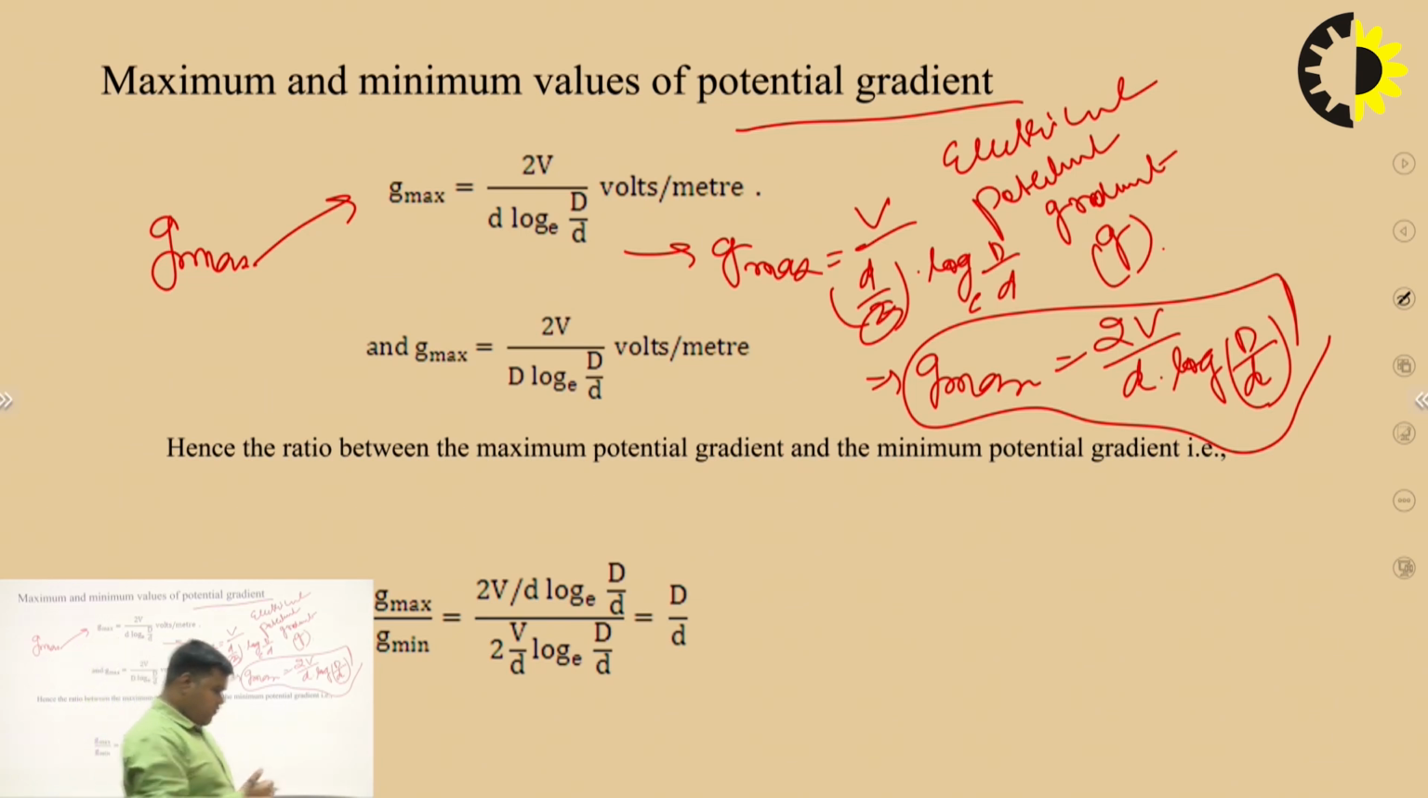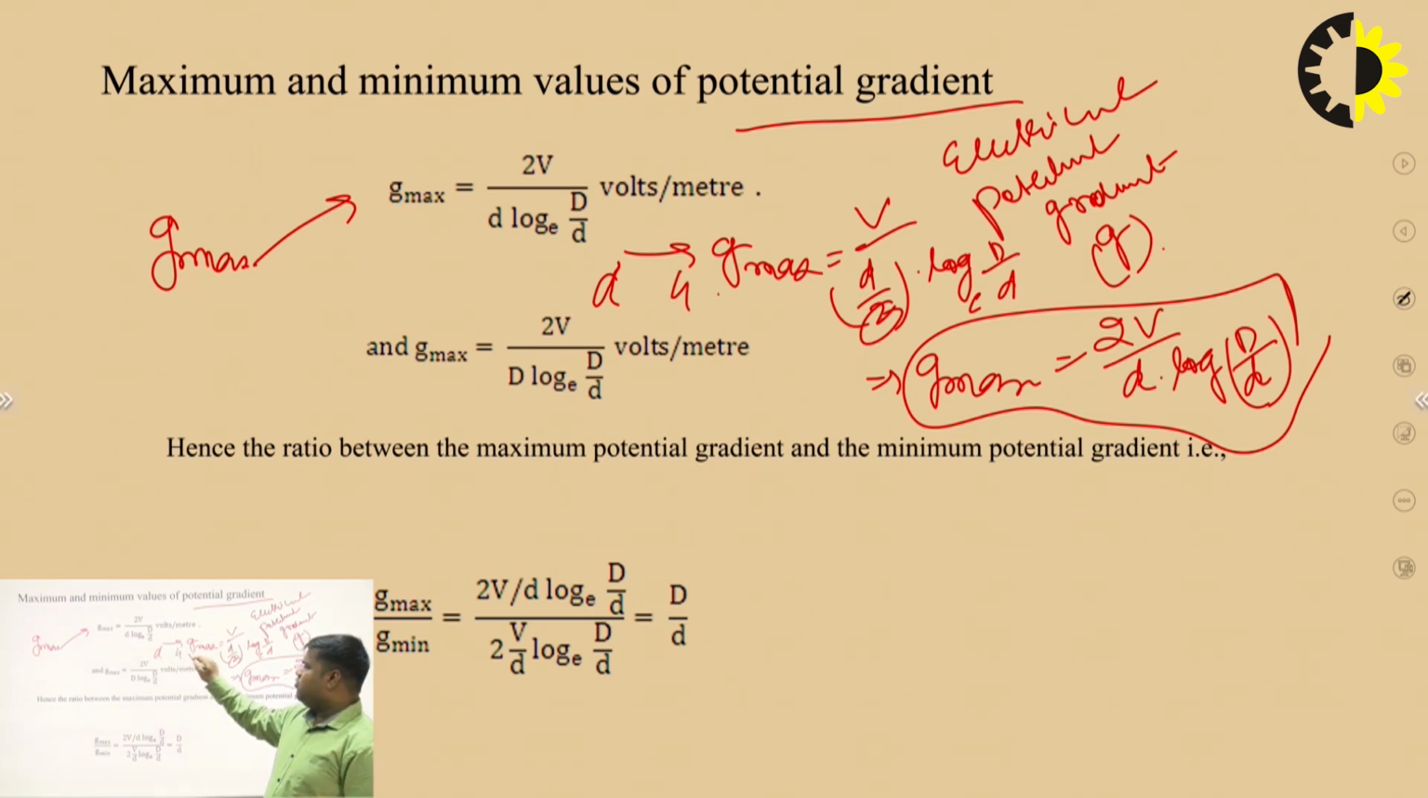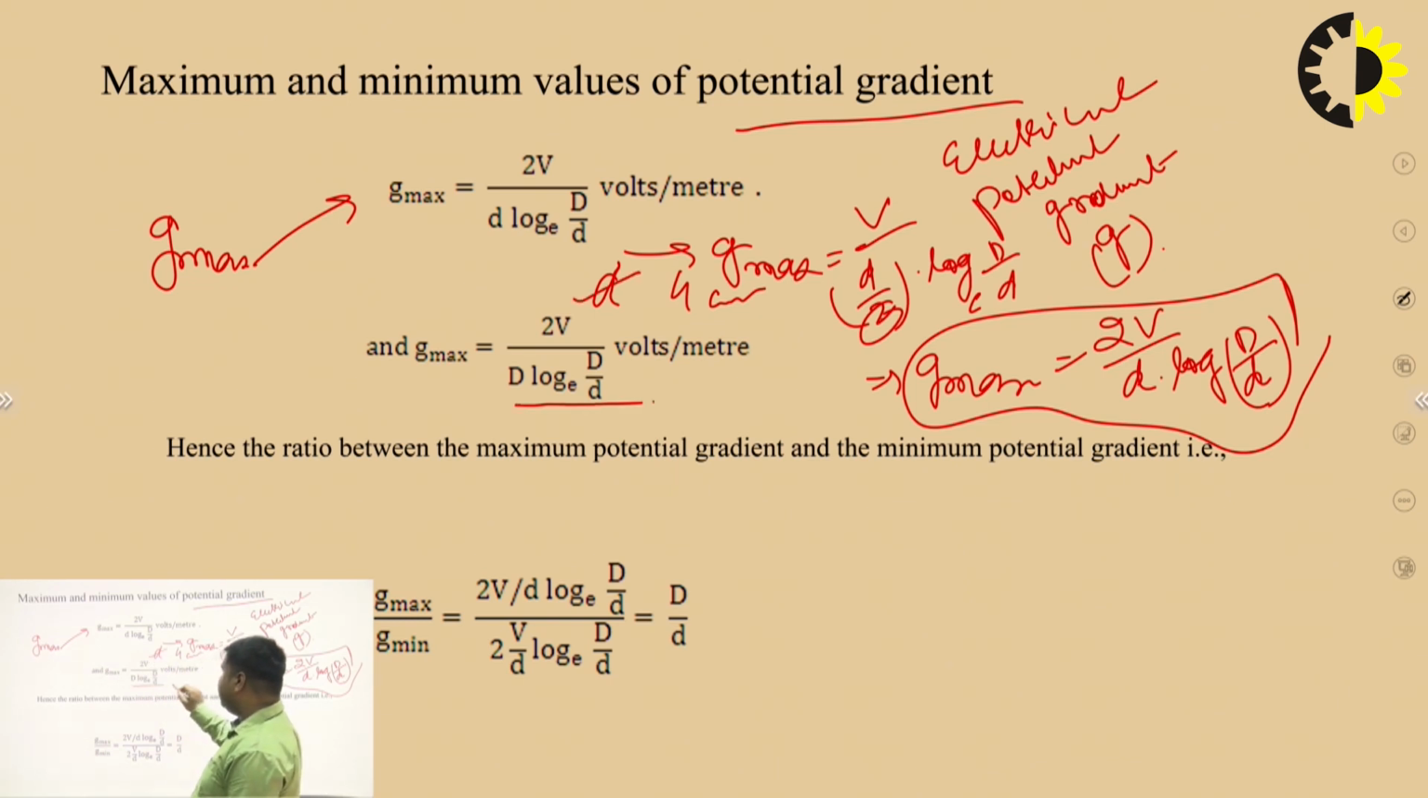By this formula, calculating the potential gradient is very easy, and this is taken for simple questions and interview questions. For example, what is the maximum value of the electric potential gradient when d is 4 centimeter, 5, 6, 7, 8, etc.? So G max is to be calculated, and G max equal to 2V by d log base e D by d volts per meter.